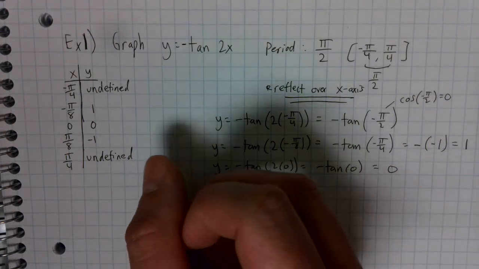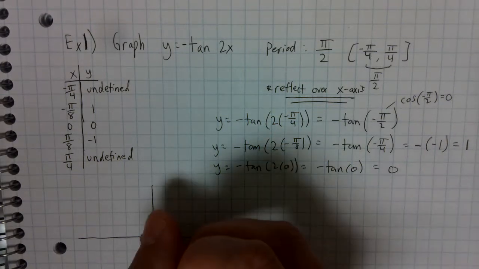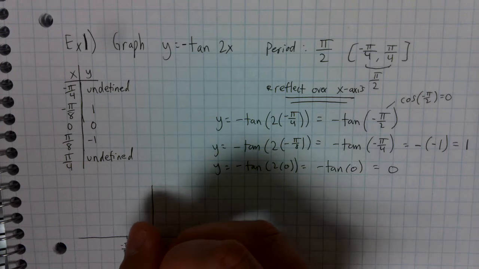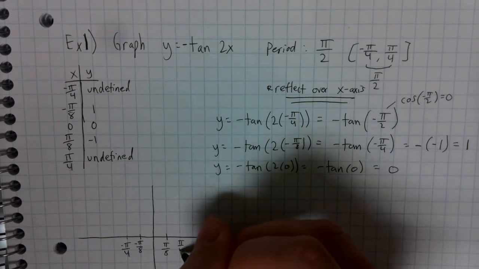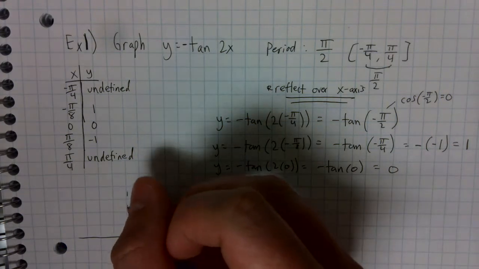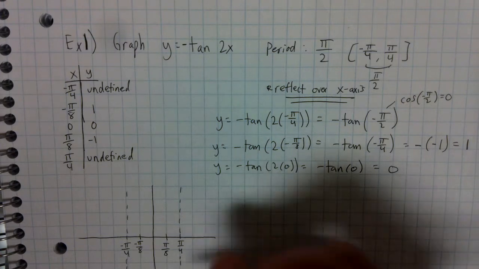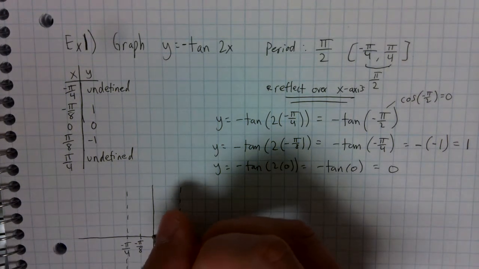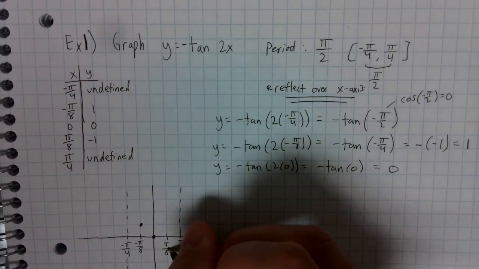So let's do our graph. And what we want is this will be negative pi over 8, negative pi over 4, pi over 8, pi over 4. And our asymptotes are at the pi over 4 spots. And we had 0. At negative pi over 8, it was 1. At pi over 8, it's negative 1.